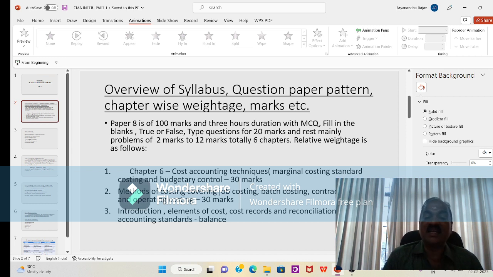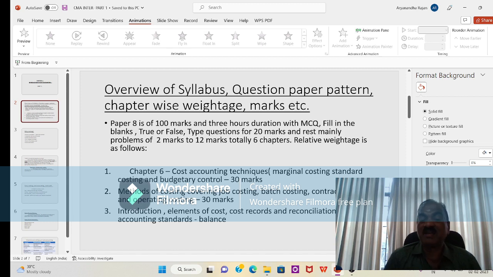And second, methods of costing. Methods of costing covering job costing, batch costing, contract costing, process and operating costing. 30 marks. If you cover these chapters plus MCQ, you can easily score 80 marks.